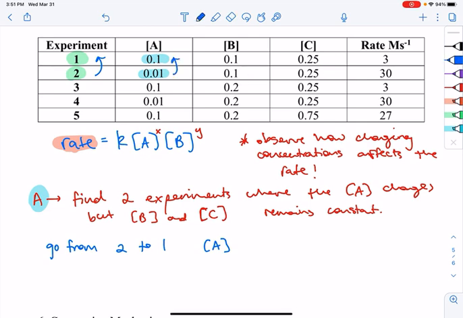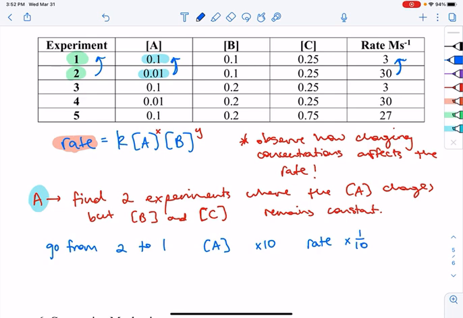Okay, the concentration of A from experiment 2 to 1, how does it change? The concentration of A increases by 10, right? If you multiply 0.01 by 10, you get 0.1. Now compare that to how the rate changes. We went from 30 to 3, so we multiplied by 1/10. It decreased by 1/10. Right? Do you see that? The concentration of A from experiment 2 to 1 increased by 10, whereas the rate, though, decreased by 1/10.